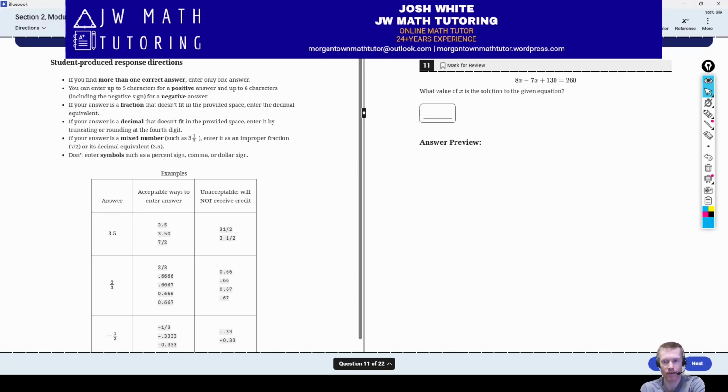All right, next, what is the value of x for this given equation? So here, if you notice, 8x minus 7x, that's just 1x plus 130 equals 260. Subtract 130 on both sides, x equals 130. So that's our answer. That's what we would type in.